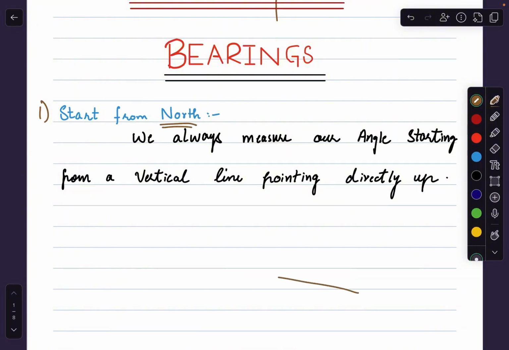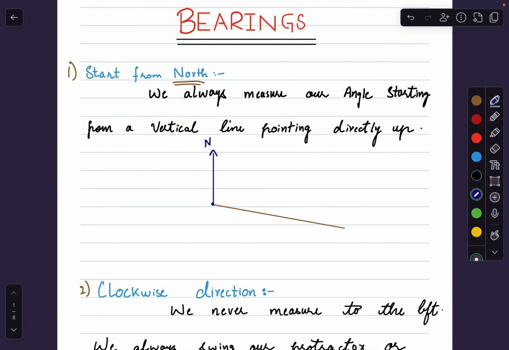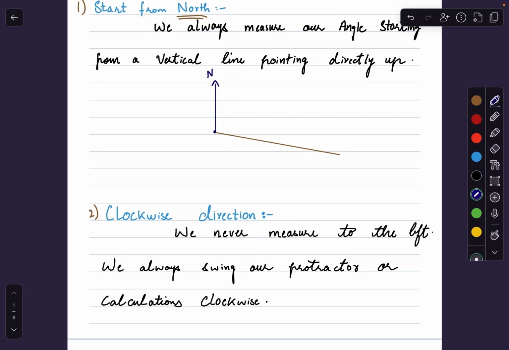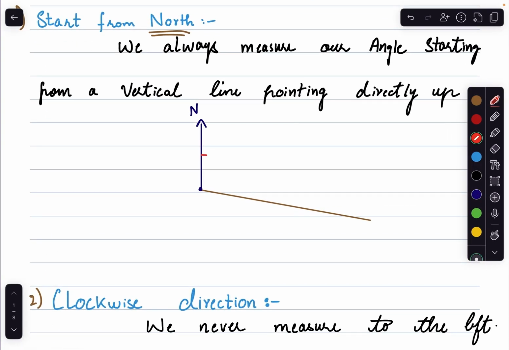It means if you have a line and you measure a bearing from any point on it, it should have a north, because we know the north is straight up, and from that north you have to measure the angle. We always measure the angle starting from a vertical line pointing upwards towards the north. The second point is the clockwise direction, we never measure to the left. We always measure our angle from the north going clockwise to any point. If you're measuring the angle from the north clockwise to a line, that would show you the bearing of that point.